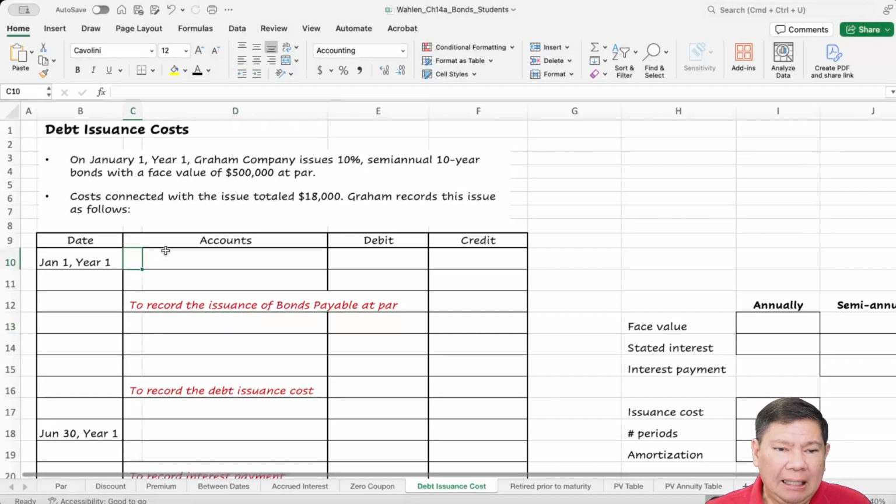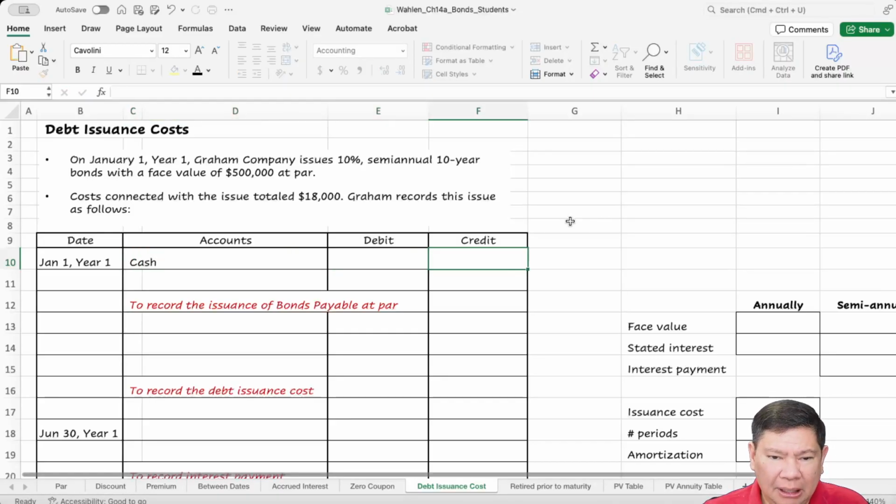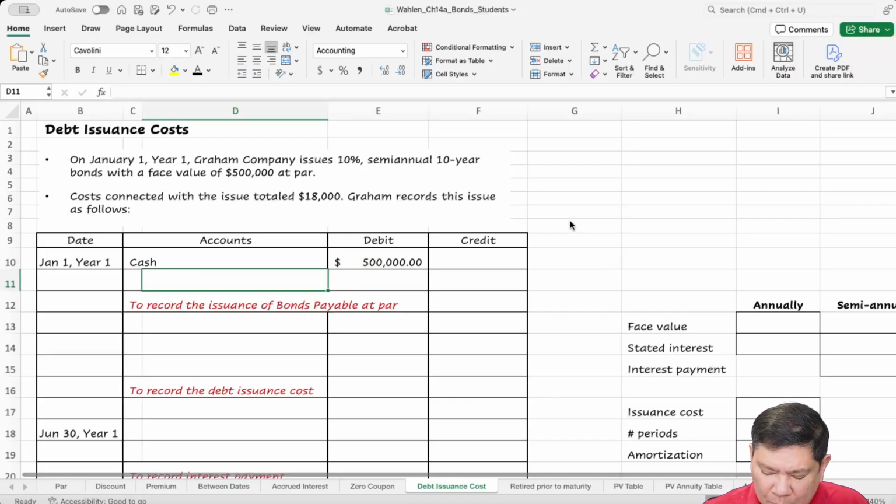So let's say January 1st, Graham Company issues 10% semi-annual 10-year bonds with a face value of 500,000 at par. So that means the coupon rate and the market rate are the same. So the bonds are issued at par. The company would receive cash 500,000 and then recognize bonds payable 500,000.